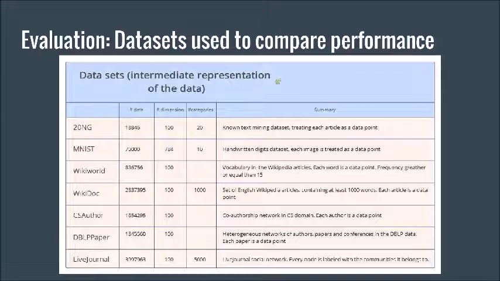Authors used an intermediate representation of the raw datasets, reducing the number of dimensions to 100. This dimensionality reduction is not absolutely necessary for LargeVis, but softens the similarity of the structures of the original data and facilitates comparison among the different algorithms.